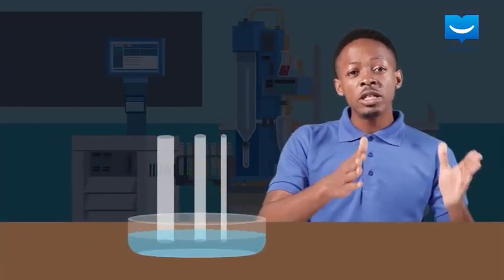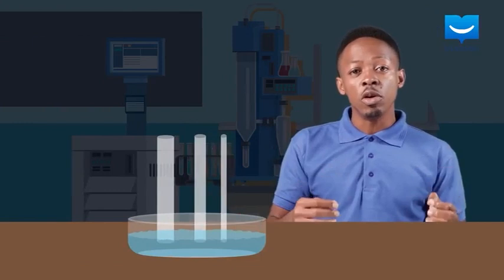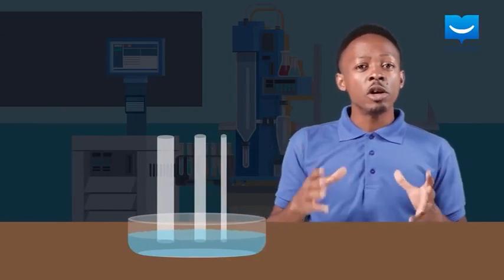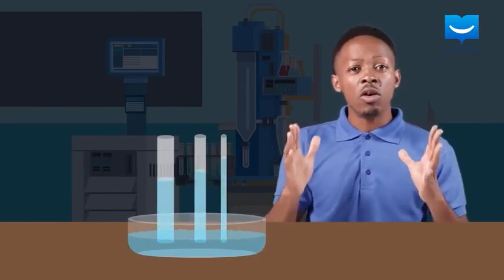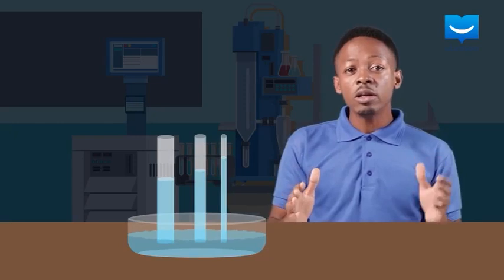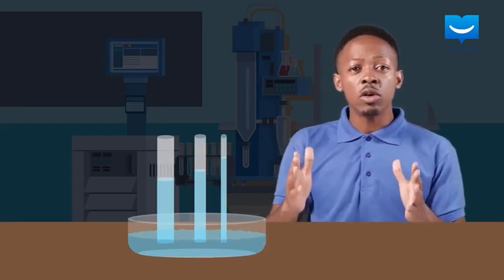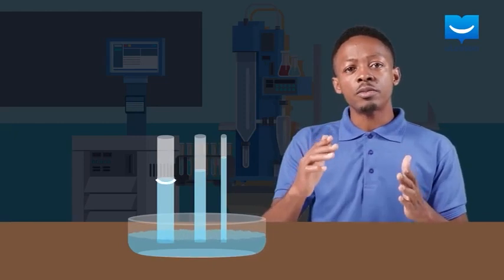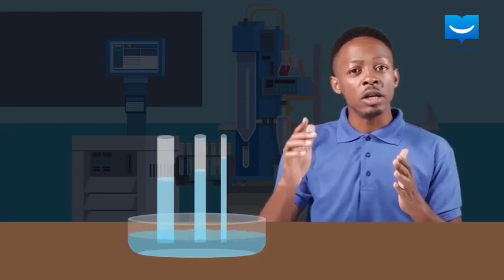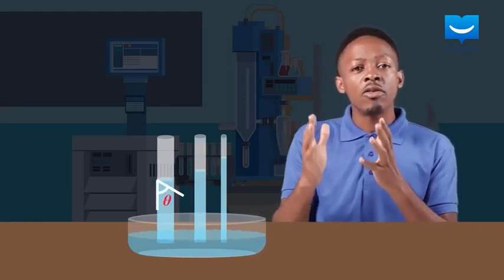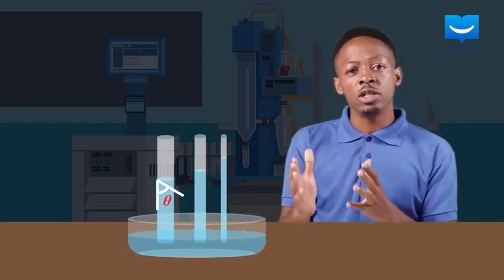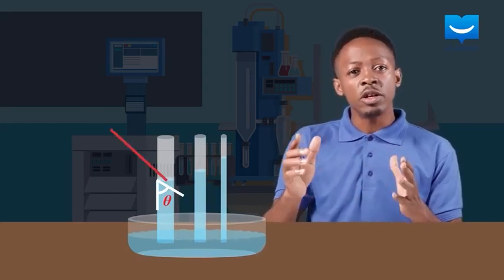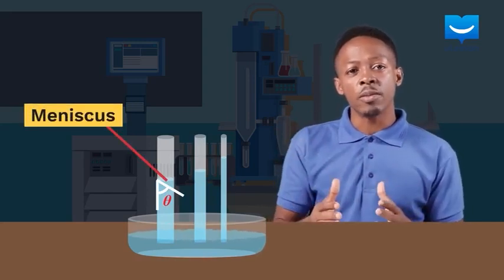So suppose we place three narrow tubes of increasing diameter into a bowl of water. You would observe that the water rises in all the tubes. The narrower the diameter, the higher the water rises in this tube. And the top of the water column curves slightly downward and makes what we call an angle of contact with the edges of the tube. This curve is called a meniscus.